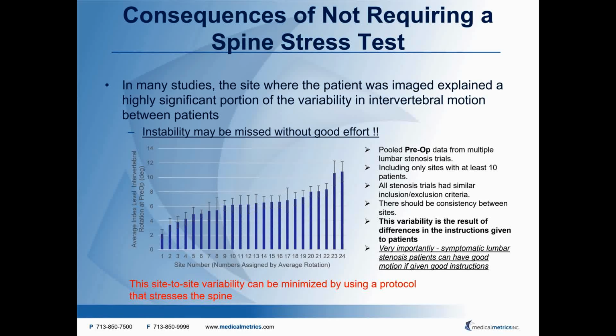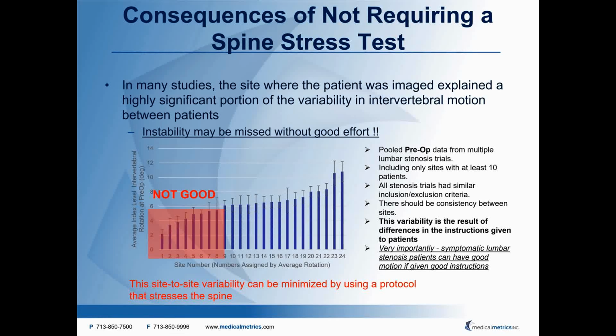This graph shows the preoperative, intervertebral rotation at the level that was subsequently treated. This graph shows the averages for each clinical site. This graph only includes sites that provided at least 10 patients. The data were grouped by the clinical site where the patient was imaged. The sites are numbered by the magnitude of average rotation. The error bars show the coefficient of variation.